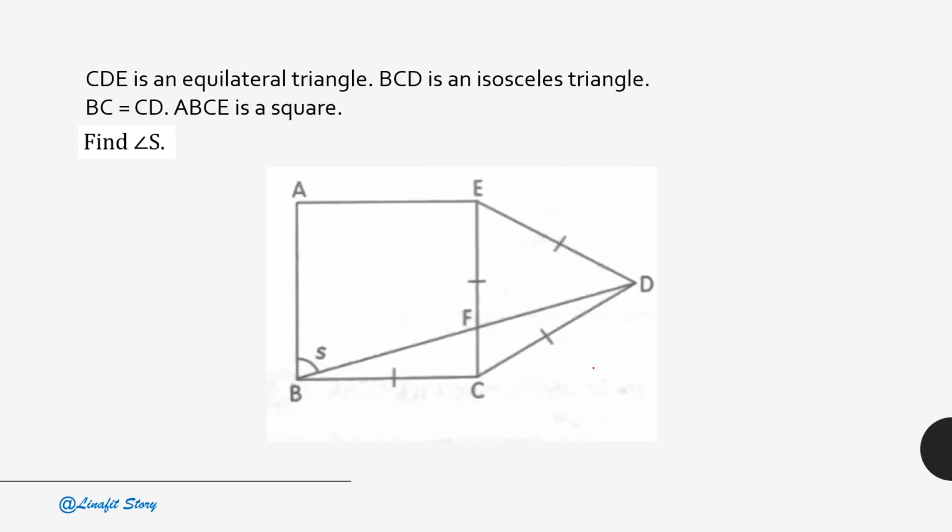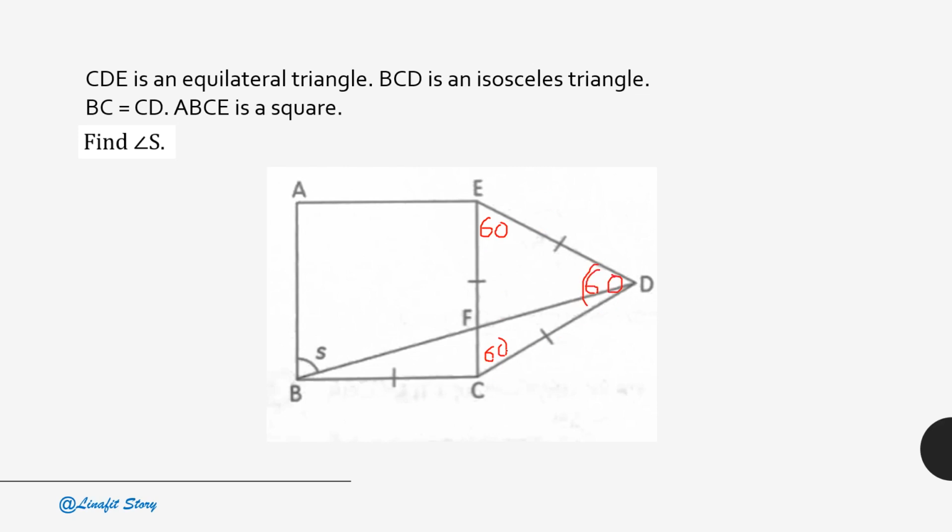Now let's try to solve this question. CDE is an equilateral triangle. BCD is an isosceles triangle. BC equals CD. ABCE is a square. Then find angle S. So as you may see here, CDE. This is an equilateral triangle. So over here, this is 60, this is 60, this is also 60.